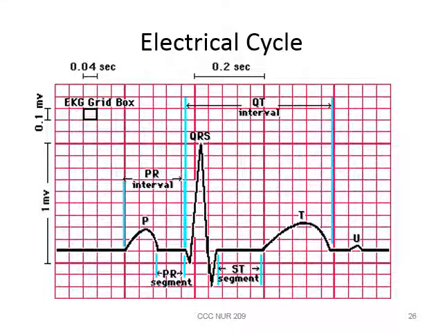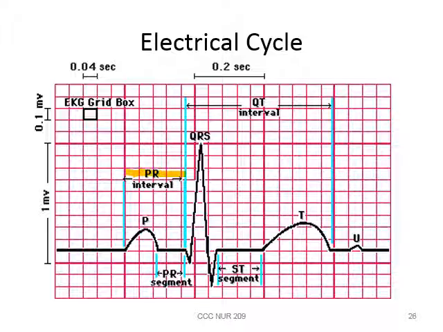So this is the normal electrical cycle of the heart, where we have a P wave, which represents basically the firing of the SA node and the depolarization of the atrium. The PR segment represents that delay that we talked about at the AV node. What we measure most of the time on our rhythm strips is this PR interval, from there to there. That's a PR interval.